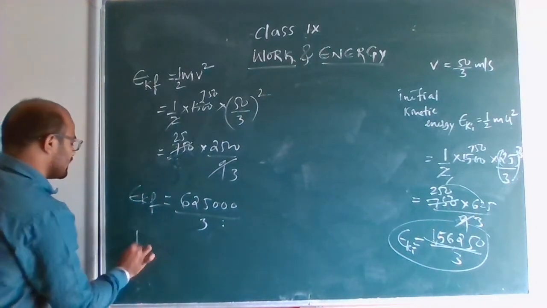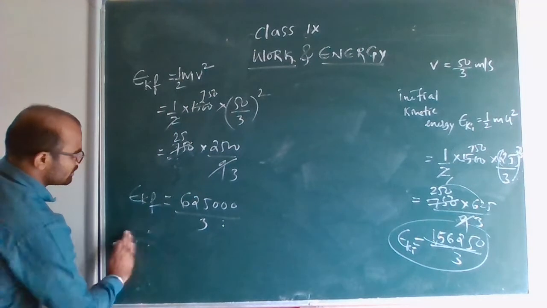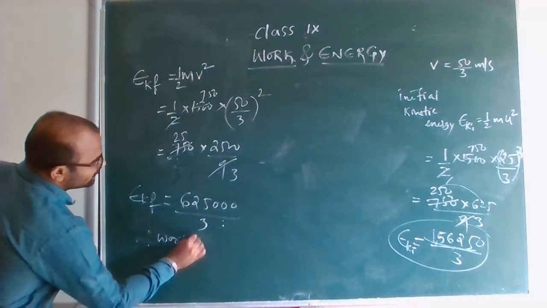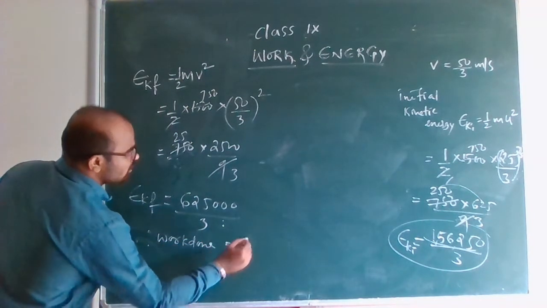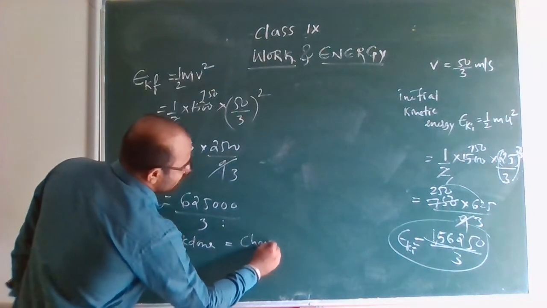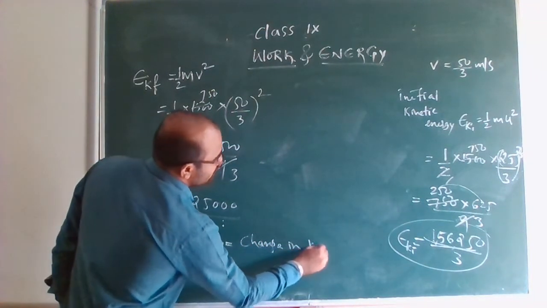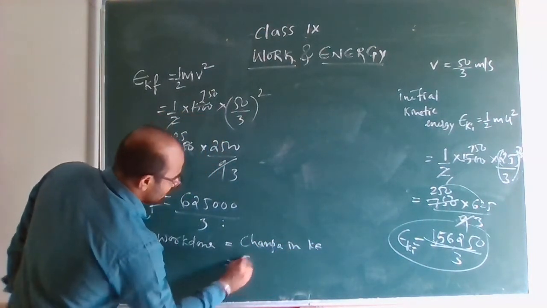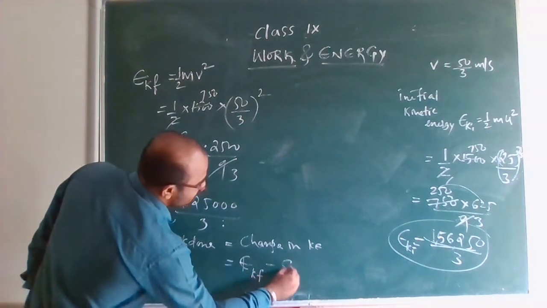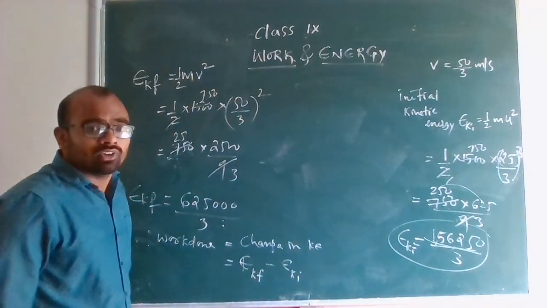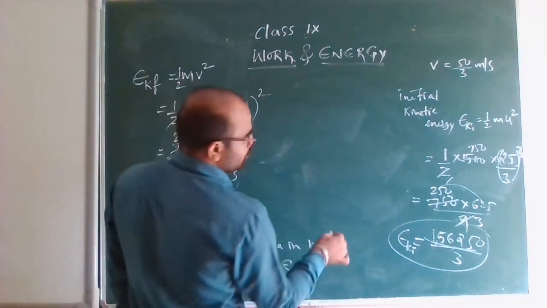So this is our EKF, final kinetic energy. So total work done is nothing but change in kinetic energy. Work done by moving the car, work done equal to change in kinetic energy. That is final kinetic energy minus initial kinetic energy, EKF minus EKI.